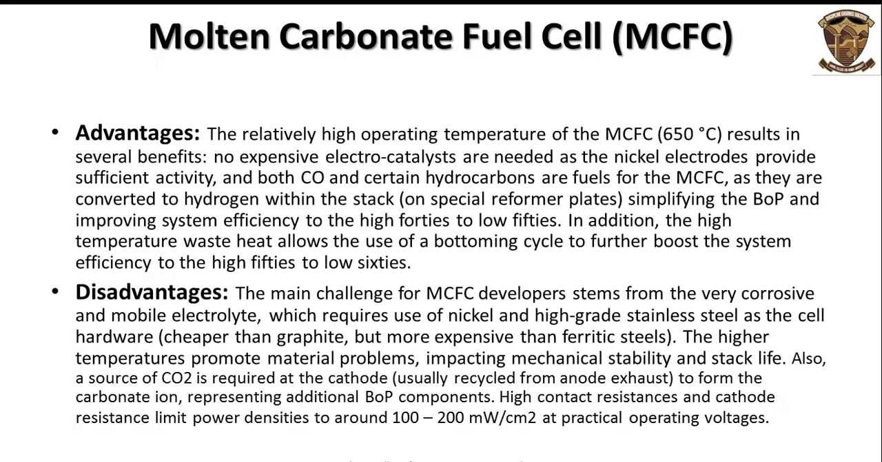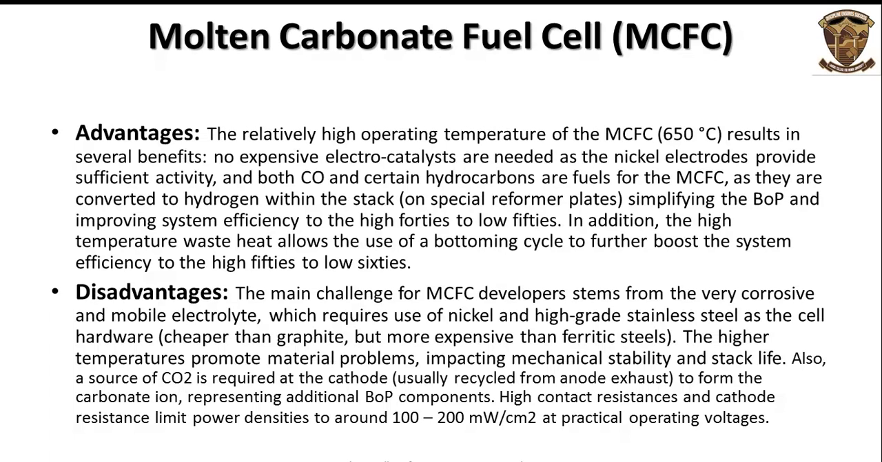The main challenge for molten carbonate fuel cell developers stems from the very corrosive and mobile electrolyte, which requires use of nickel and high grade stainless steel as the cell hardware. The higher temperature promotes material problems, impacting mechanical stability and stack life. Also, a source of carbon dioxide is required at the cathode to form the carbonate ion, representing additional balance of plant components.